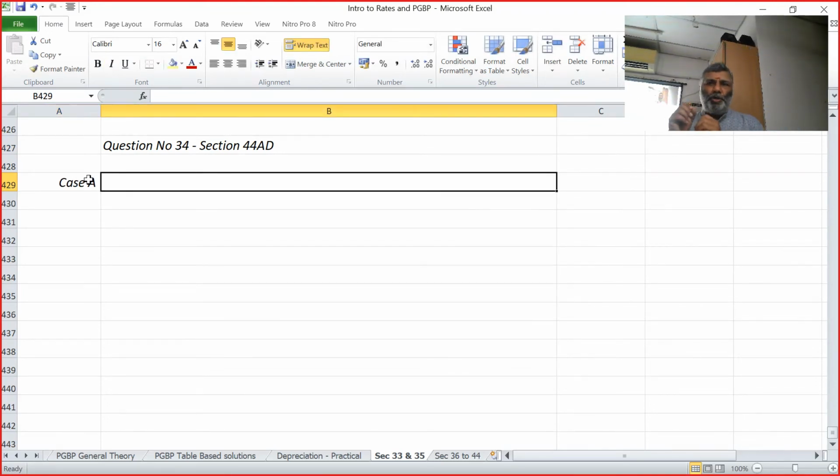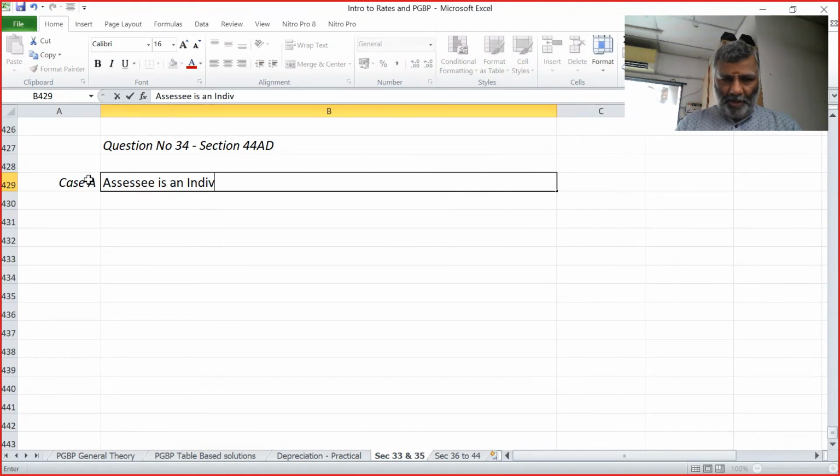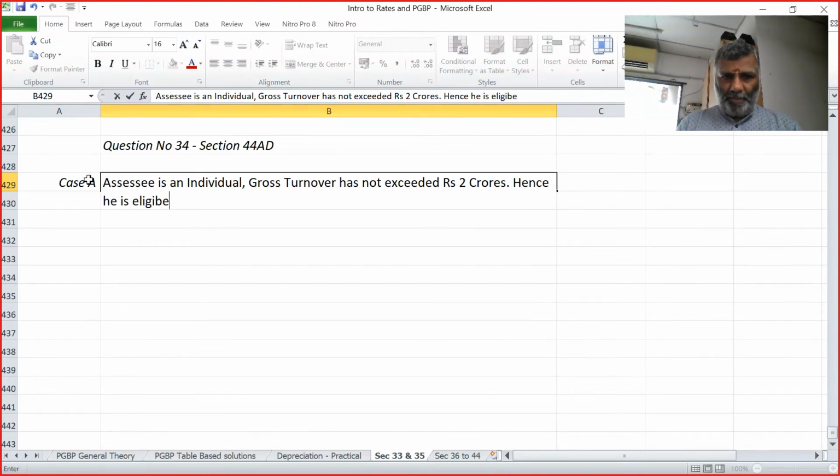Is he eligible to opt for 44AD? Yes. Assessee is an individual. Gross turnover has not exceeded rupees 2 crores. Hence, he is eligible to opt for 44AD, presumptive computation.